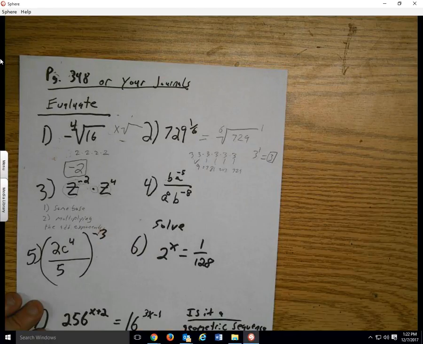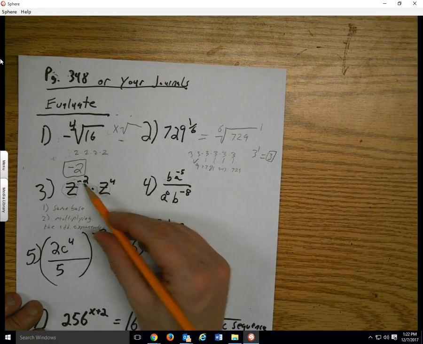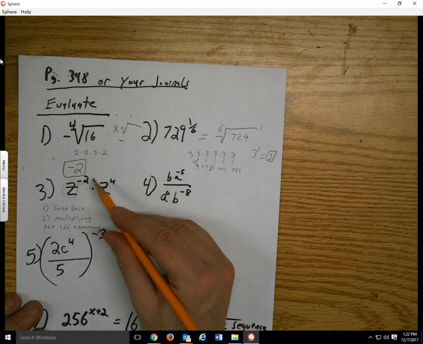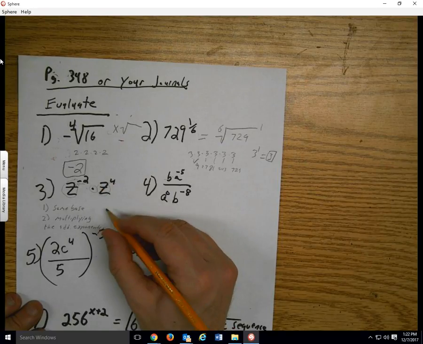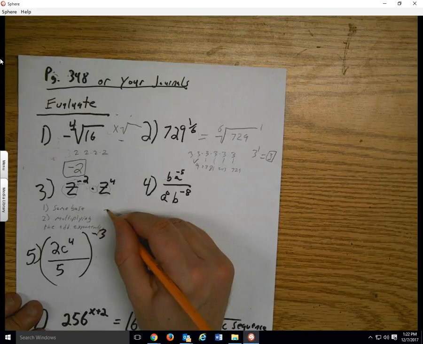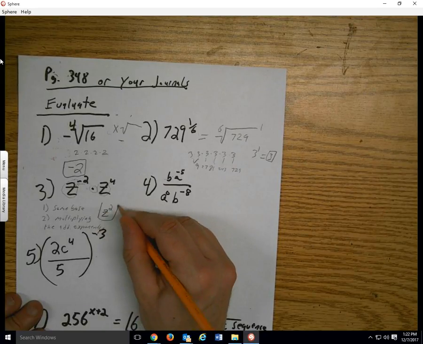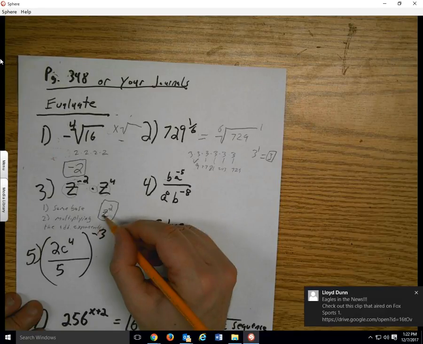So let's do that real quick. A negative 2 and a 4. Well, negative 2 plus 4 would just be a 2. So the answer to this would be z squared, or z to the 2nd power. And there's no other work to be done because it's a variable.